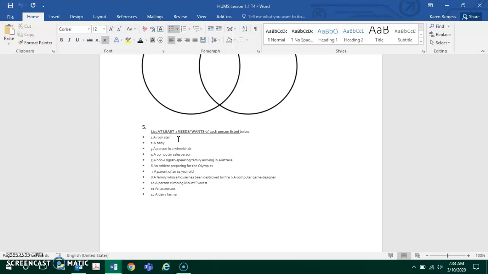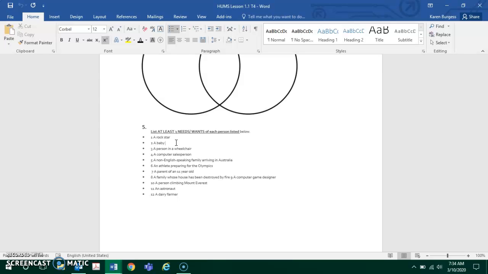What would be 2 needs that they might need? A baby. It needs to have nurturing, so nurturing, it needs to be cared for. Okay, it's not a want, it needs to happen because otherwise it won't grow. It needs to have food. It needs to have water, I suppose.